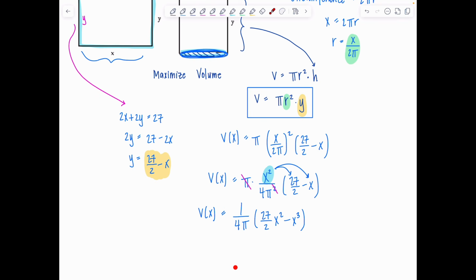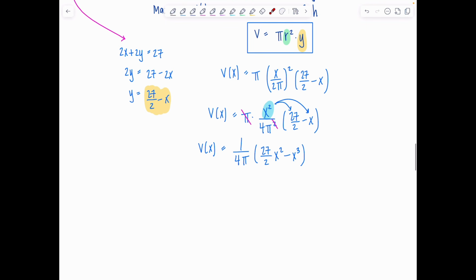It's just going to come along for the ride. You only do product rule if you have variables times variables. So constants, just bring them down, and then we can just take the derivative of this very relaxing polynomial. Okay, here we go. Ready? It's critical value time. We're going to get our critical values.